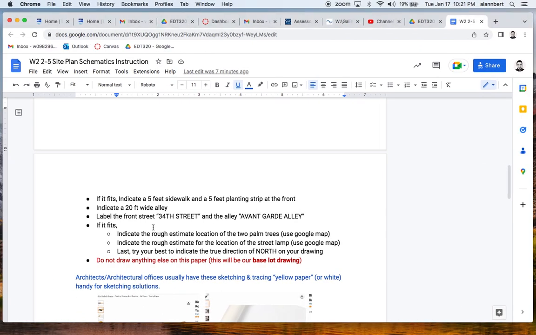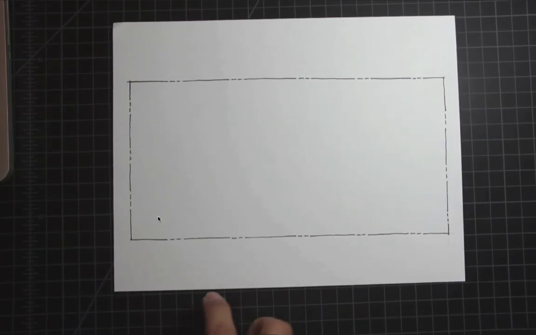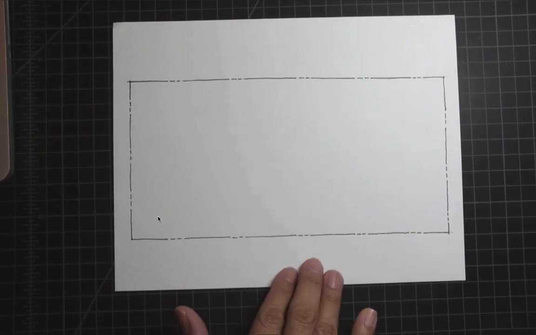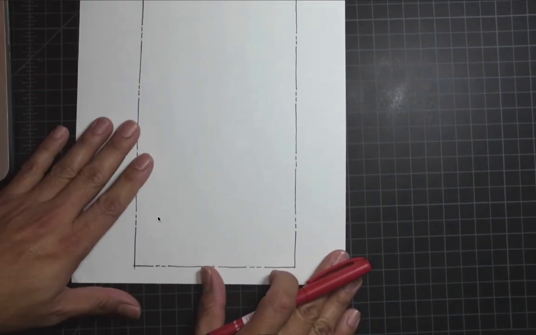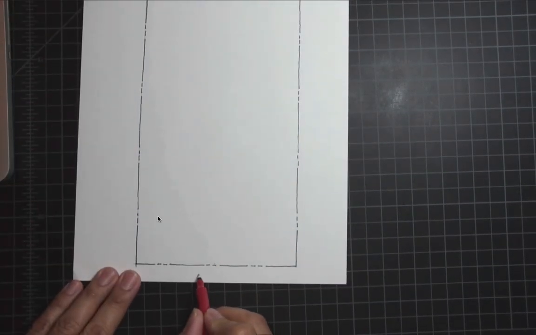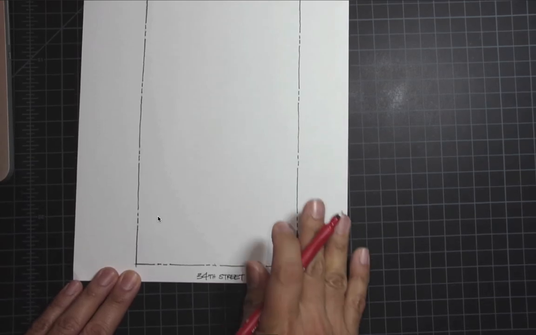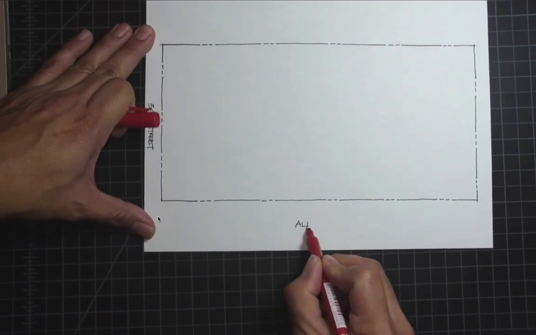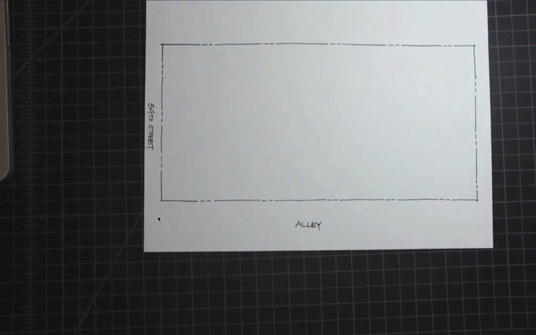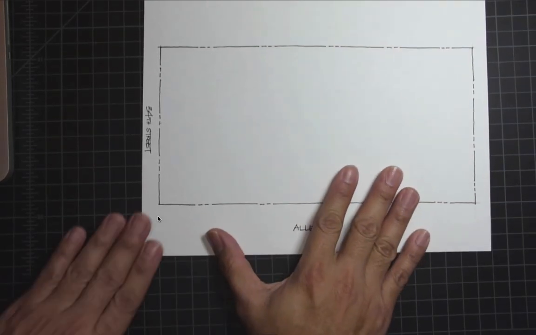And then we can also indicate a 20-foot alley on this side over here, and we're not going to measure 20 feet, but we know that this is going to be the alley. So we can start labeling our drawing. Over here, this is 34th Street, and this is the alley over here. This is the alley. All right. Okay, so we're not going to draw anything more on this paper.